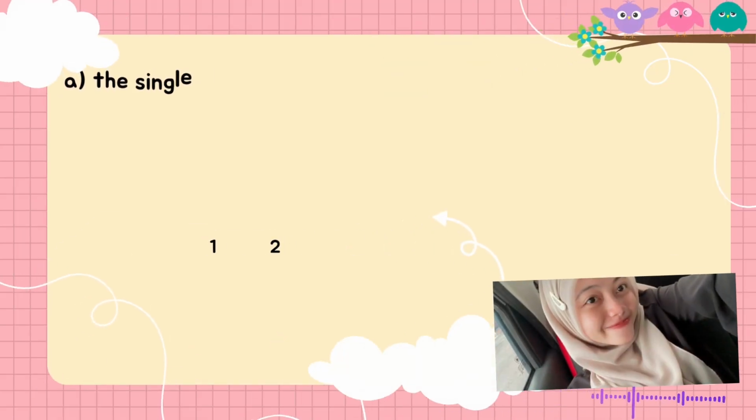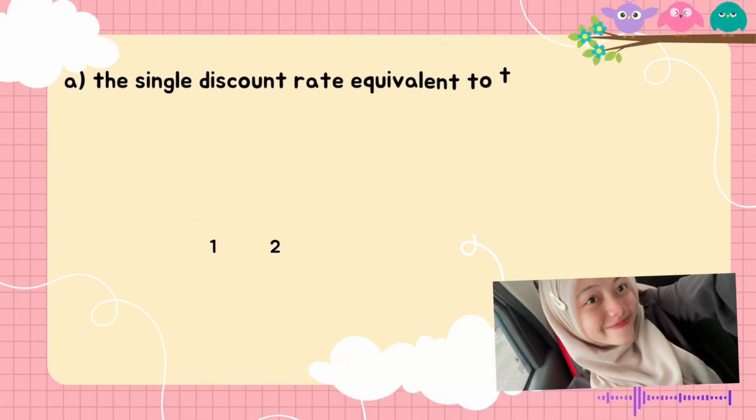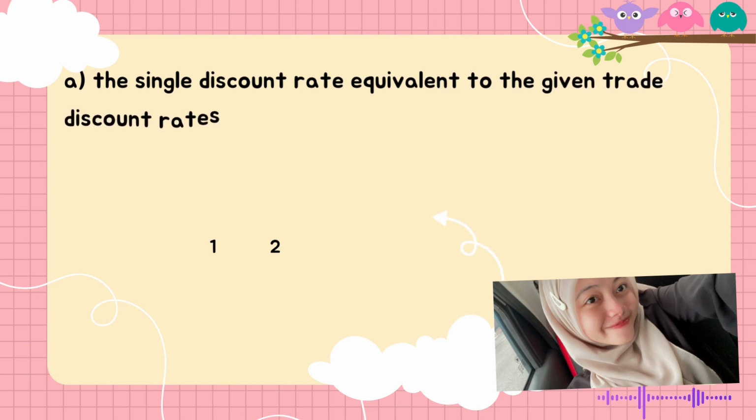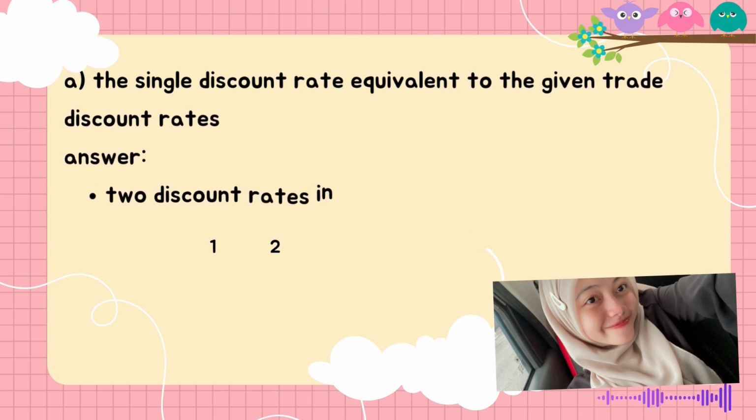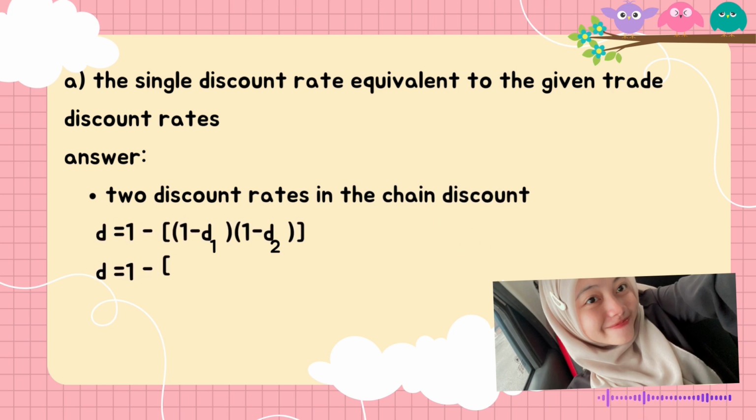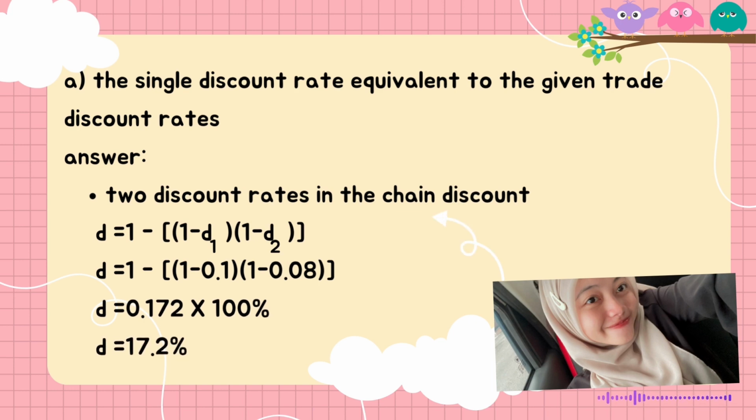Question A. Calculate the single discount rate equivalent to the given trade discount rates. So, we must use this formula. D equal 1 minus, 1 minus 0.1, multiply 1 minus 0.08. So, we must calculate in the bracket first and then 1 minus to the answer. We get 1.